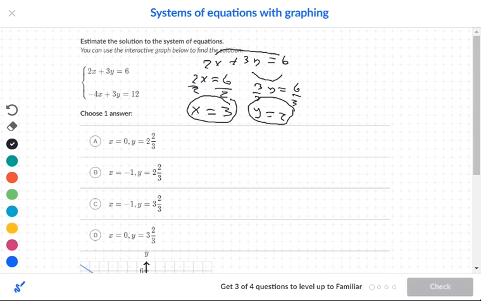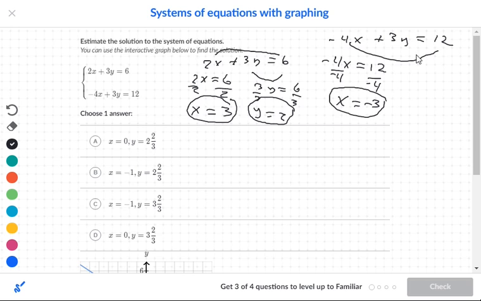Now let's take the next one, and the next equation is negative 4x plus 3y is equal to 12. So we go negative 4x is equal to 12. We divide by negative 4. So x is equal to negative 3. So we find that y is equal to 4.